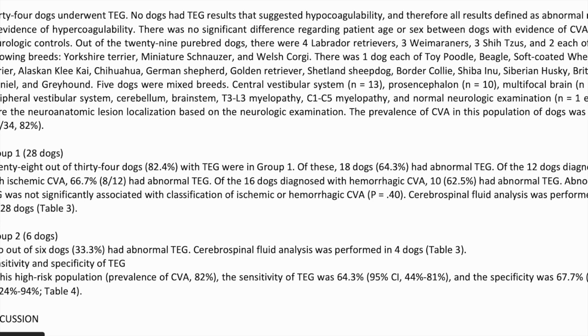Group 1, 28 dogs. 28 out of 34 dogs, 82.4%, with TEG, were in Group 1. Of these, 18 dogs, 64.3%, had abnormal TEG. Of the 12 dogs diagnosed with ischemic CVA, 66.7%, 8/12, had abnormal TEG. Of the 16 dogs diagnosed with hemorrhagic CVA, 10, 62.5%, had abnormal TEG. Abnormal TEG was not significantly associated with classification of ischemic or hemorrhagic CVA, p equals 0.40. Cerebrospinal fluid analysis was performed in 24 out of 28 dogs.